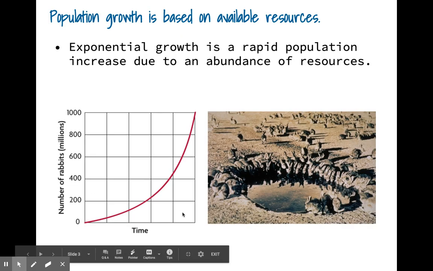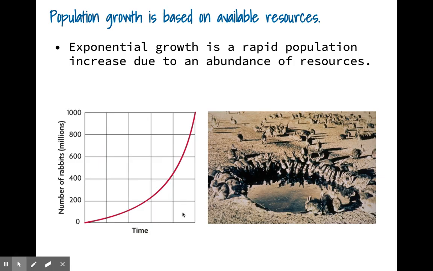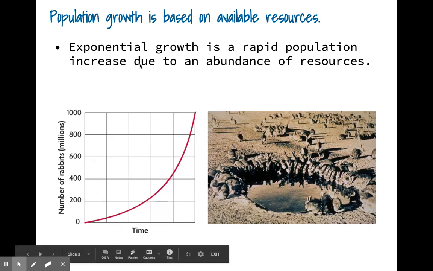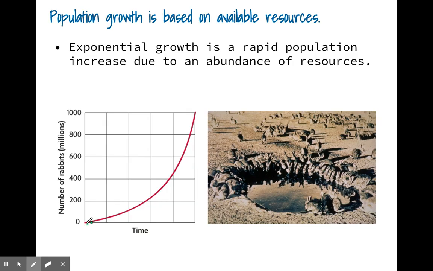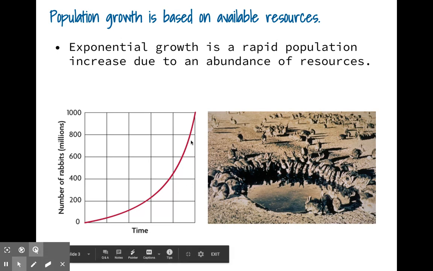So population growth is based on available resources. If we want a population to increase, there has to be enough resources in order for these populations to grow. Exponential growth is a rapid population increase due to an abundance of resources. If you have unlimited resources, as we see here, over time, population is going to continue to increase, and it's going to increase exponentially. So it almost looks like a J curve. That means that these populations are going to grow out of control because they have unlimited food, water, shelter, and mates.